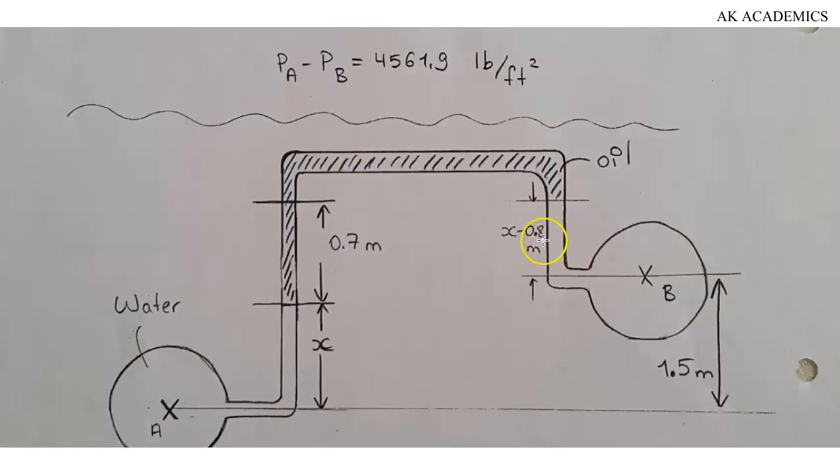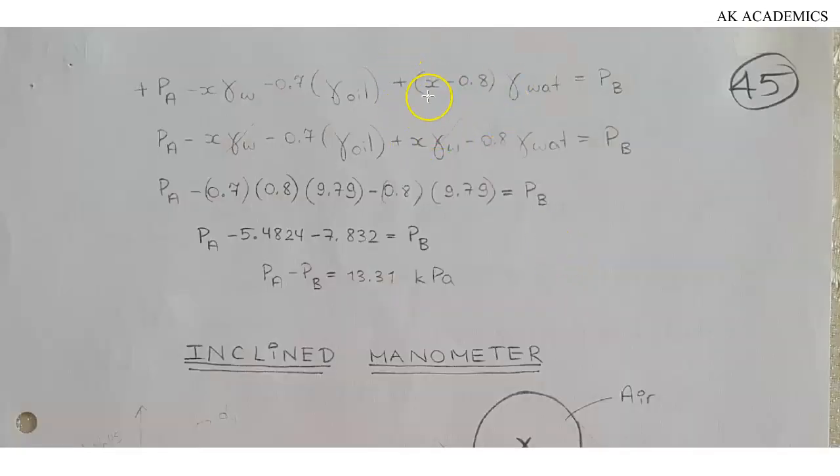Again, for this water, you will see that the height here is X minus 0.8. But in this case, water is flowing downwards. So the pressure is going to be downward. Hence, it will be positive. So we have plus pressure of water at this point due to the height X minus 0.8. And that pressure will be equal to X minus 0.8, the height, multiplied by the specific weight of water. And since we are flowing down, it is going to be with a positive notation. So you can see here we have plus X minus 0.8 multiplied by specific weight of water. And everything will be equal to pressure at point B.